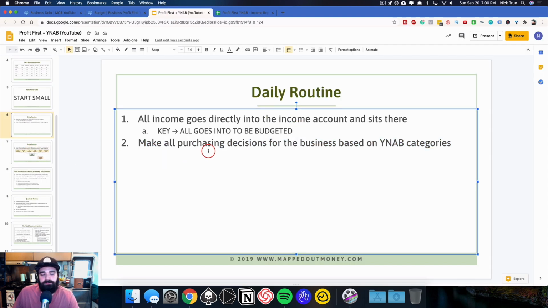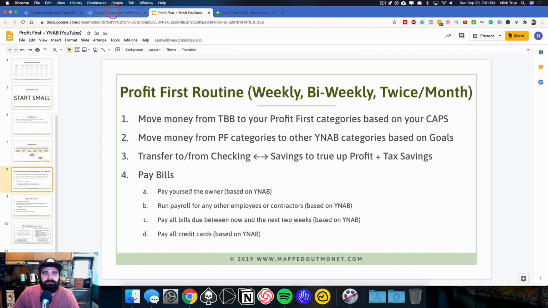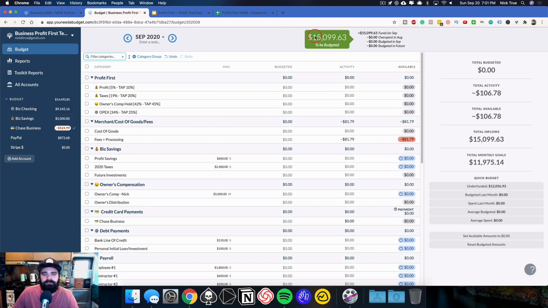Now, let's talk about our Profit First routine. So for the Profit First routine, the main thing you want to do is start by reconciling all of your accounts. You just want to make sure that all of this is in fact up to date and it's got the latest and greatest information in here before you start moving all of this money around.